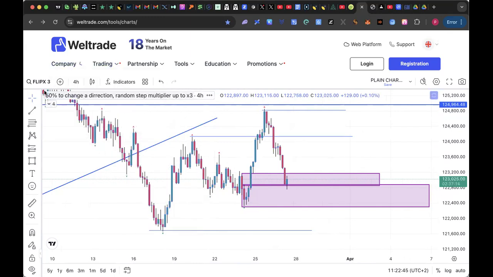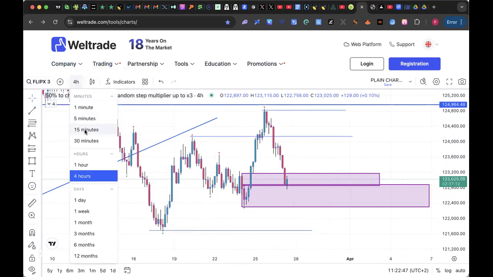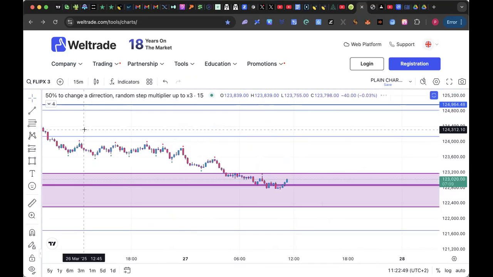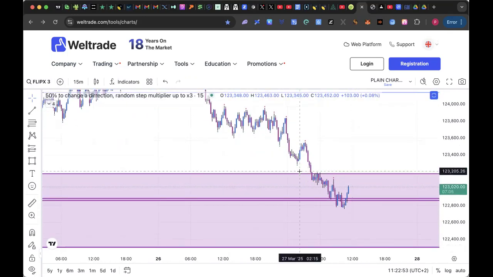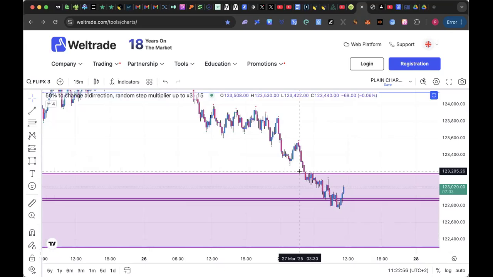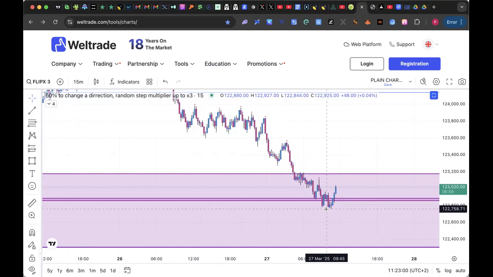So let's go down to our 15 minutes. There we go, this is our 15 minutes. Now the market has actually tapped into the order block and created a reversal. But are we actually valid on this reversal? This is the high that made this low. This is the high that made this low. So we ought to break this.